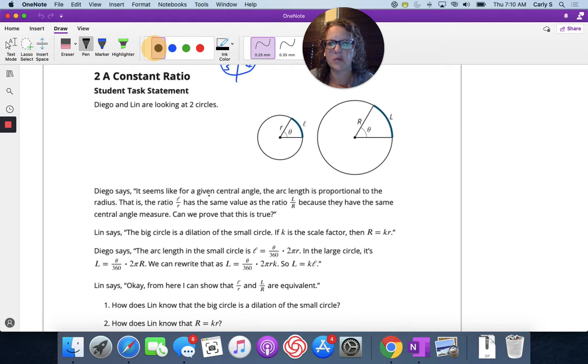Diego says it seems like for a given central angle, the arc length is proportional to the radius. So arc length over radius, they're proportional. That is the ratio of little l over little r has the same value as the ratio of big L over big R.